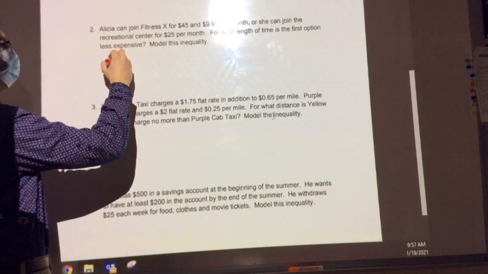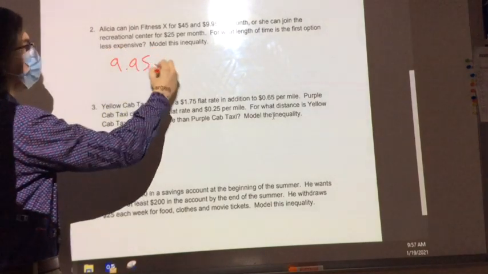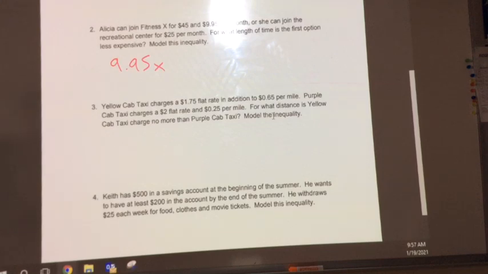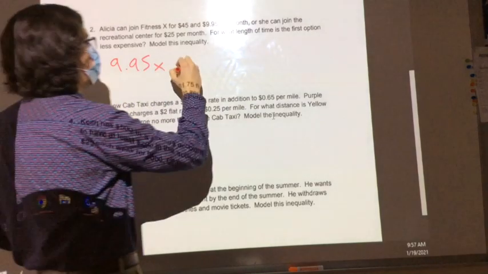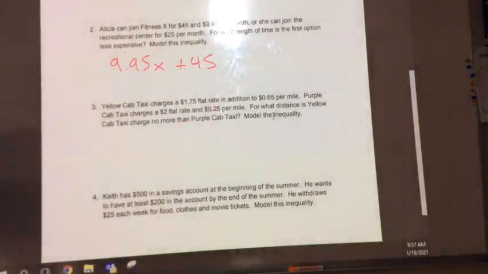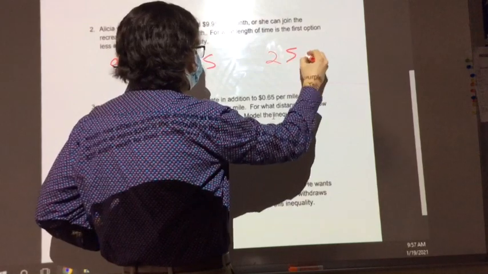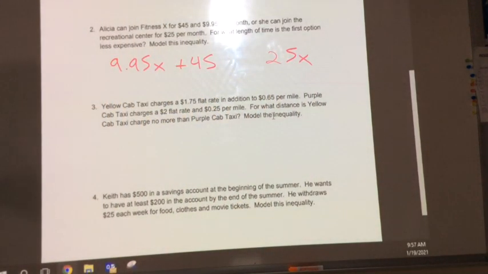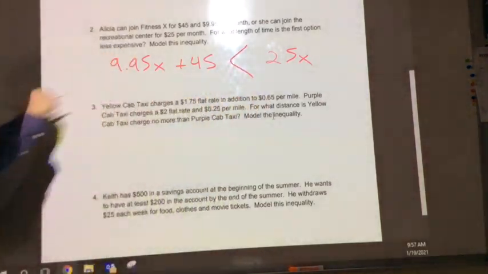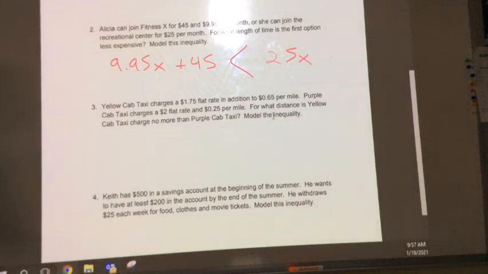Mariah, can you give me one of my two equations? 9.95x. That's the start of it. Plus 45. Yeah, beautiful. Well done. All right, Emily, can you give me my second equation? 25x. All right, Caden, it says, for what length of time is the first option less expensive? So how should my inequality look? Less than symbol, right? We want to know when is the first option less than. Are we okay there? Questions on that, or is that pretty simple?